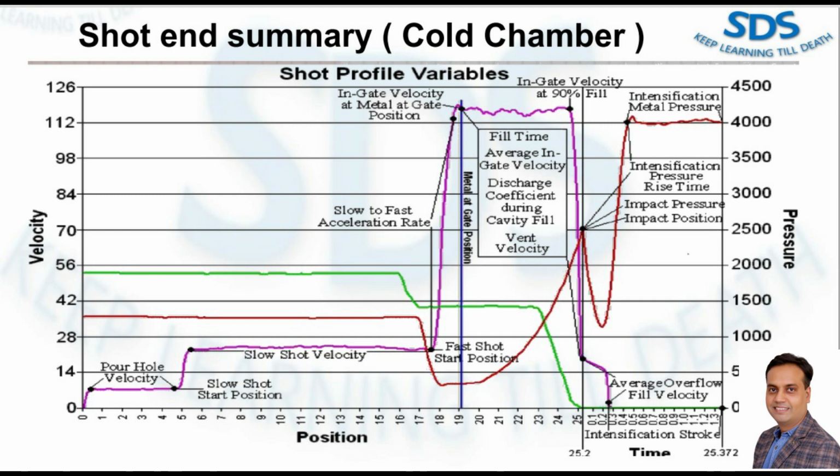Moving further along the curve, the impact pressure is represented by the peak pressure exerted by the molten metal as it fills the cavity. This parameter is indicated by the highest point on the vertical axis of the curve. The magnitude of this peak pressure impacts the overall casting quality and is critical to consider for defect prevention.